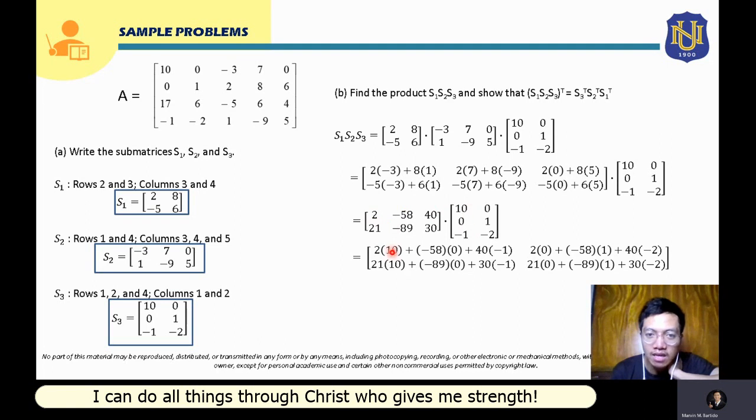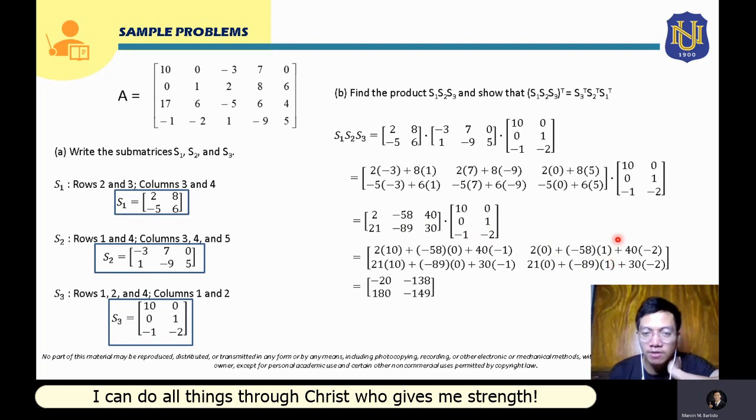So that will be 2 times 10 plus negative 58 times 0 plus 40 times negative 1. That will be the element in the first row and first column. Now for this element, it will just be 2 times 0 plus negative 58 times 1 plus 40 times negative 2. Now for this element, we just multiply the second row and first column. This will be 21 times 10 plus negative 89 times 0 plus 30 times negative 1.